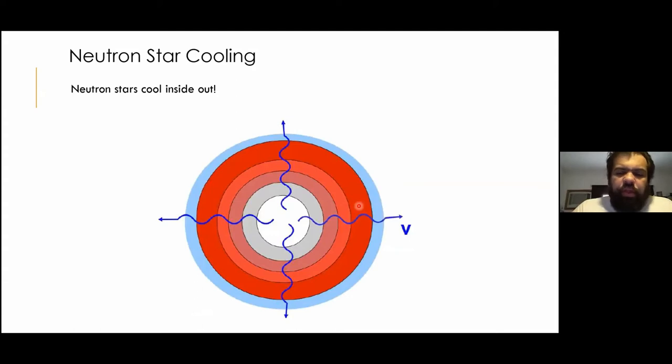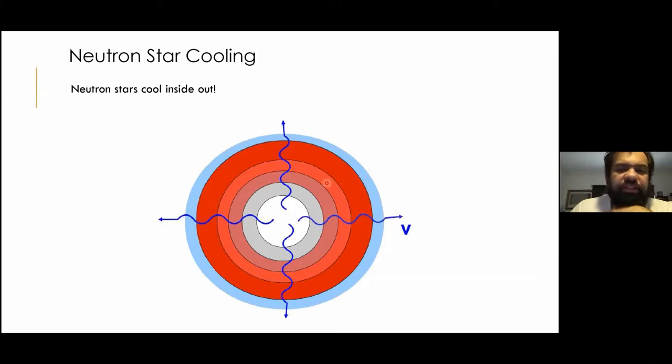This has been known for a little while. What's interesting too is that neutron stars cool inside out, and I'm going to show this very briefly. Since we have a stronger neutrino emission coming from the very core, and this is going to be a fundamental aspect of the things I'm going to talk about towards the end, we're going to see that the core is colder, at least initially, than the outer layers of the star, particularly the crust.